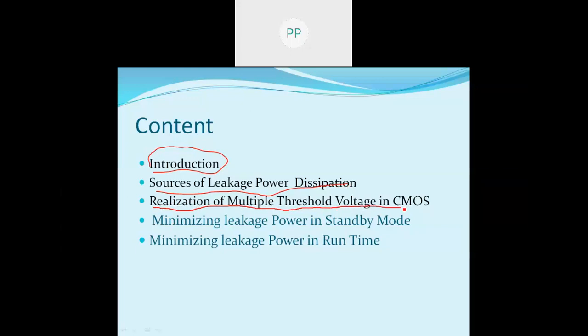multiple threshold voltages in CMOS, because you will see that most of the leakage power minimization techniques are based on the manipulation of the threshold voltage. The threshold voltage is changed so that the objective of minimizing the leakage current and the static power could be achieved. Then we'll be discussing the leakage power in standby mode. We'll talk about the techniques that will be useful to minimize the leakage power in the standby mode, and we'll also be discussing the techniques that will be useful to minimize the leakage power at runtime.